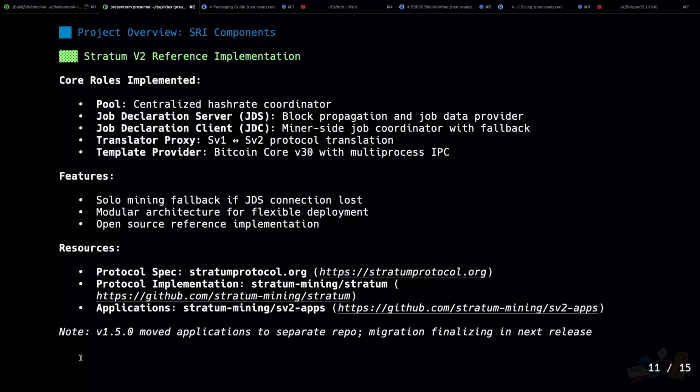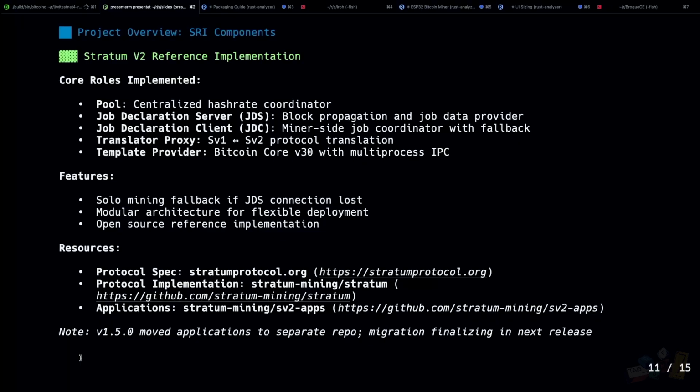One of the interesting things about the template provider is that version 30 of Core released a multi-process experimental feature. It ships with some additional binaries you can build: bitcoin-node, bitcoin-wallet, bitcoin-gui. And you can use something called IPC, or inter-process communication, to talk over just a Unix socket locally.